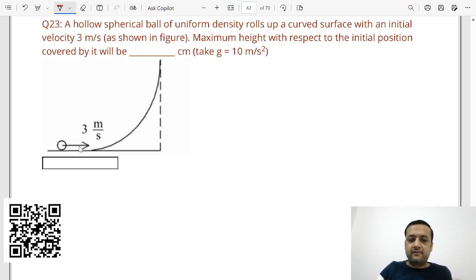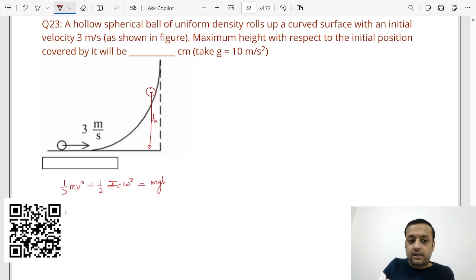Here there's a hollow sphere which rolls up and we have to find the height. Very easy. What is the total kinetic energy of the ball? Due to translational motion, it will be half m v square, and due to rotational motion, it will be half into I center of mass into omega square. That is the total kinetic energy. Let's say the ball reaches up to this height, so basically this entire kinetic energy will become potential energy.